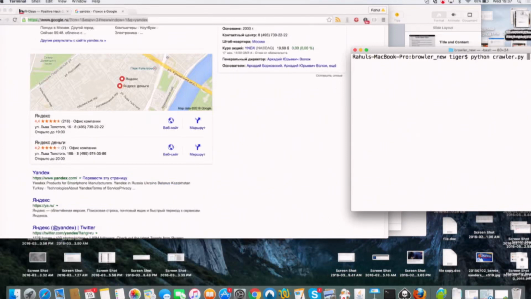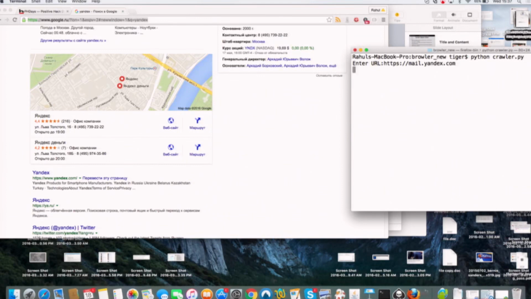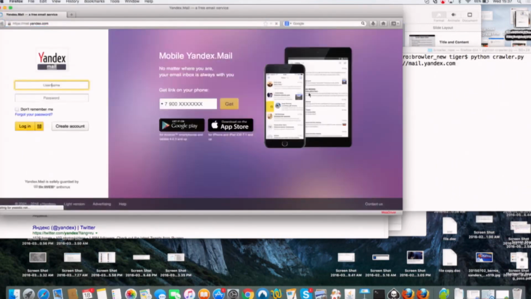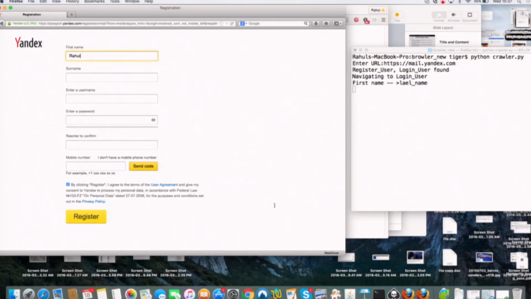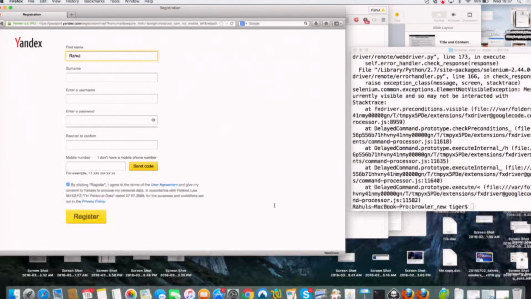Live demos are always bad. Yeah, so basically it went to mail.yandex. Now it should by default understand that there is no registered user, so it should go to register user. Yeah, it went to register user. Now it identified that the application. What is happening?